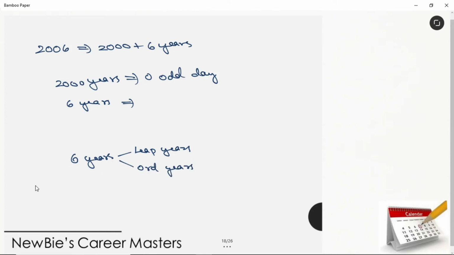Okay, see, it's very easy. Divide this by 4. The quotient gives you how many leap years. Correct. 1 is the quotient. So 1 leap year and the remaining 5 are ordinary years. So how can you convert these years to odd days? 2 into 1, 1 into 5. This we have already discussed. So 2 days, 5 days. Total 7 odd days.